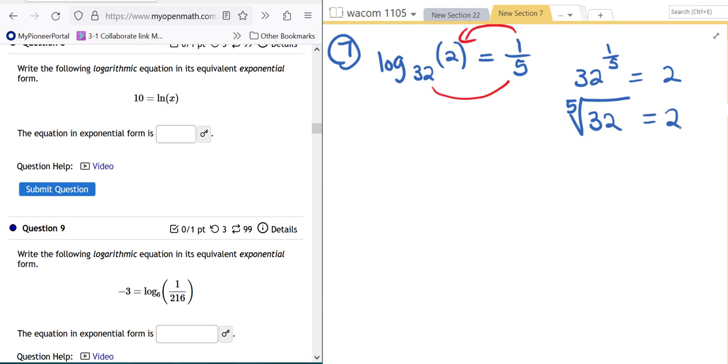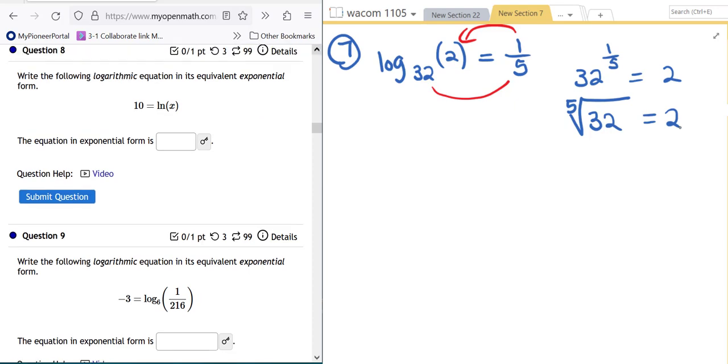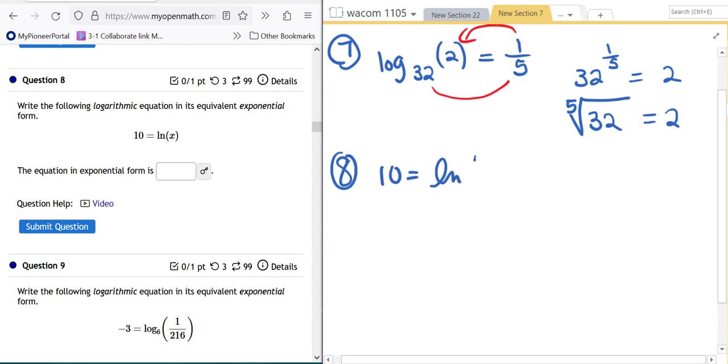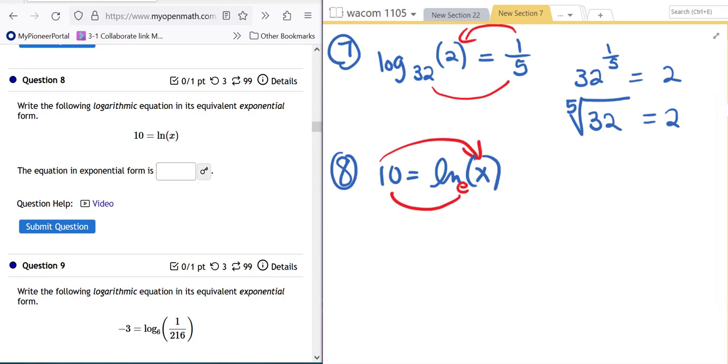Right. I did pick 8 for you just to get used to the natural log notation a little bit. So 10 equals ln of x. We're still just switching forms from log to exponential or exponential to log. And so remember, on natural log, your base is e. And to switch form, you're going to start there. e to the 10th equals x. Spiral around your equals.